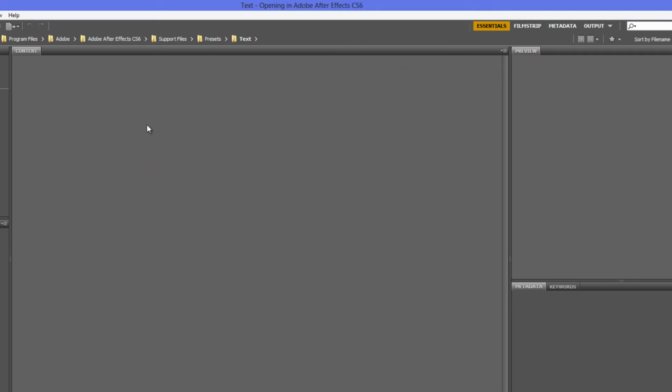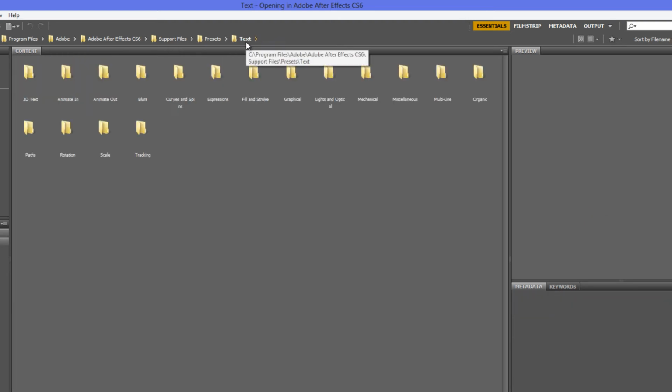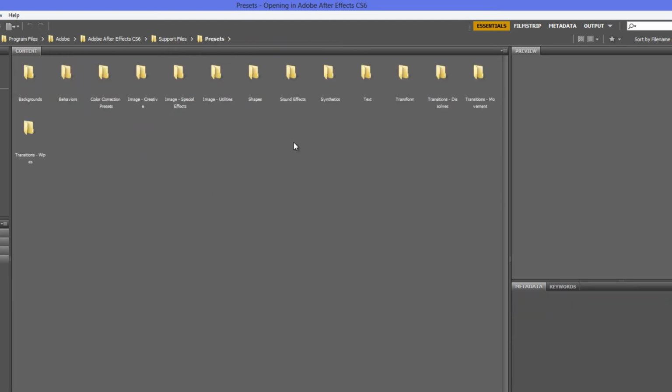And tracking. So, I mean, this seems to be the amount of space in between the letters is what this tracking seems to mean. So they get closer together or farther apart. So that's it for your text presets. And then you can find other presets in here also.